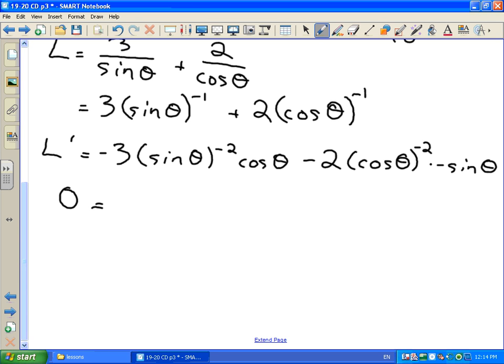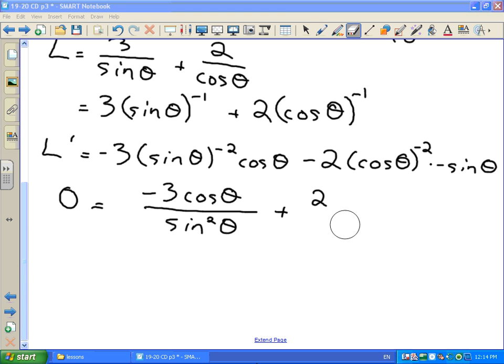I want to set my derivative equal to 0. And if I put my negative exponents back into the denominator, I'm going to have -3 cos theta over sine squared theta plus 2 sine theta over cos squared theta.